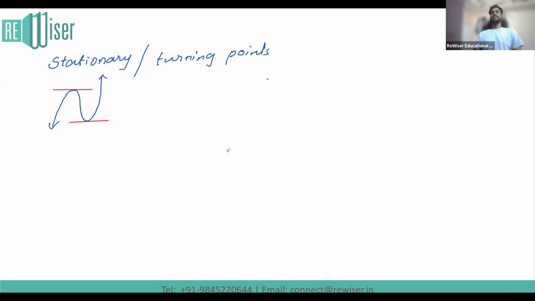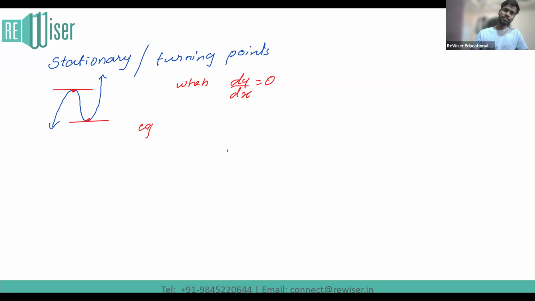So something like this, the gradient of the tangent is 0. Those points we call the stationary or turning points. We have just seen that the gradient of the tangent is basically dy by dx. So when dy by dx is 0, we can find the stationary points. The stationary points are the x coordinates when dy by dx is 0.